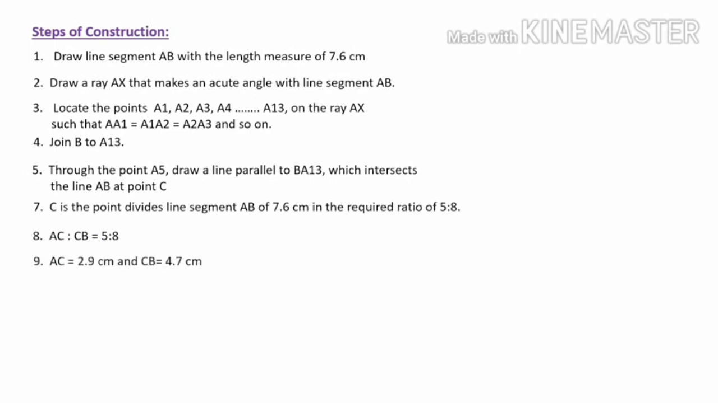And finally, we have to write the measurements of each part. It is asked in the question. So AC is equal to 2.9 cm and CB is equal to 4.7 cm. So you have to measure and check whether you are getting these two measurements or not.